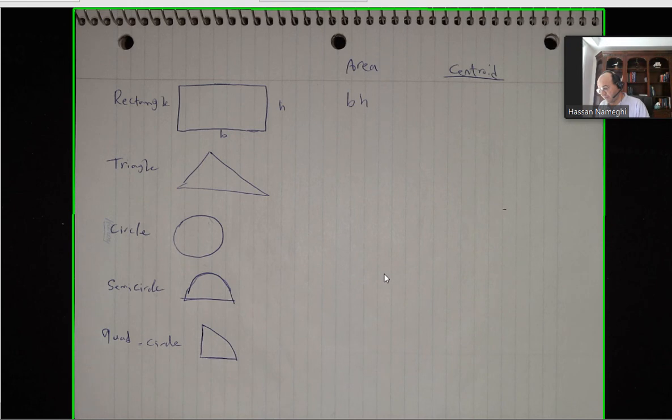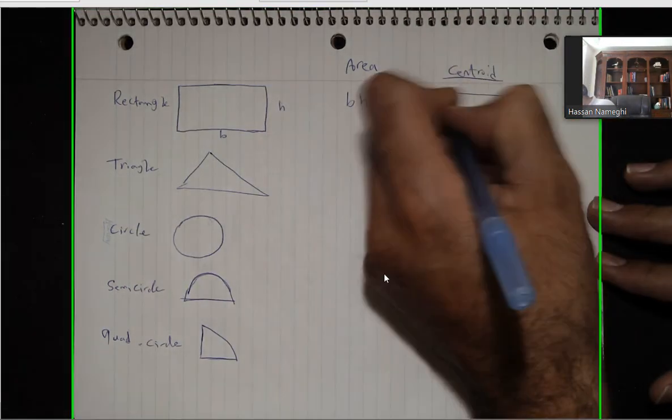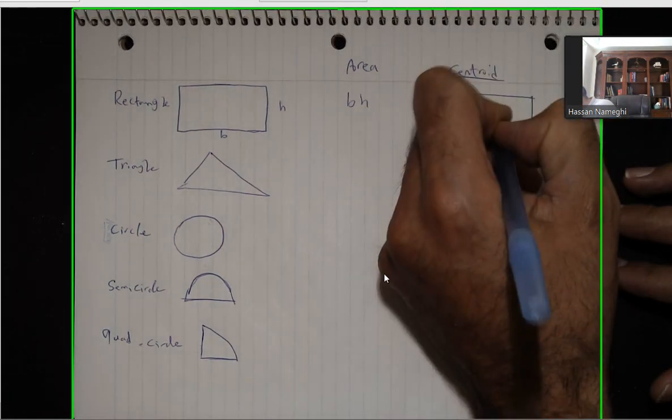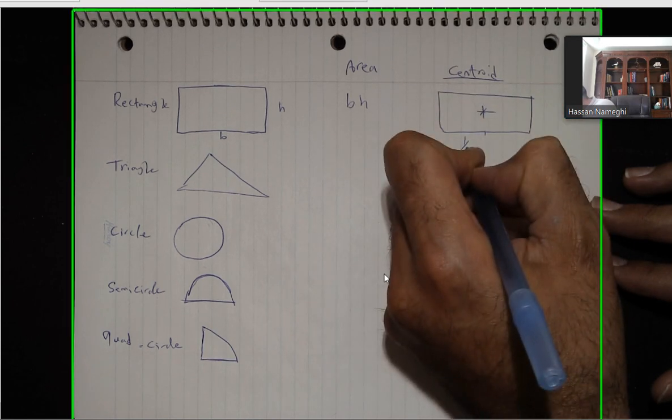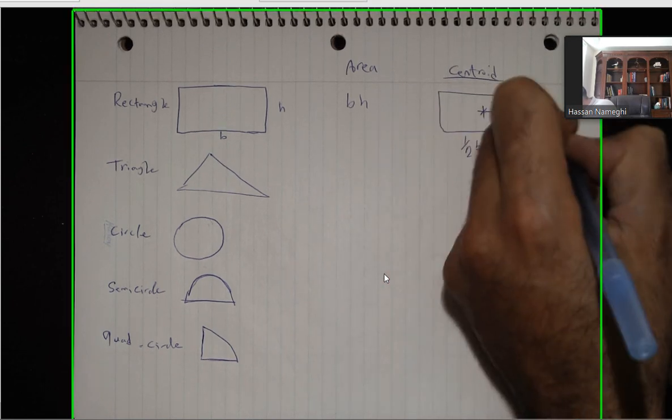Half base, half height. Yeah, exactly. It's right in the middle, right? Very easy to know. So the centroid for this one is right in here. I don't need to do any thinking about it. So it will be half base, half height.